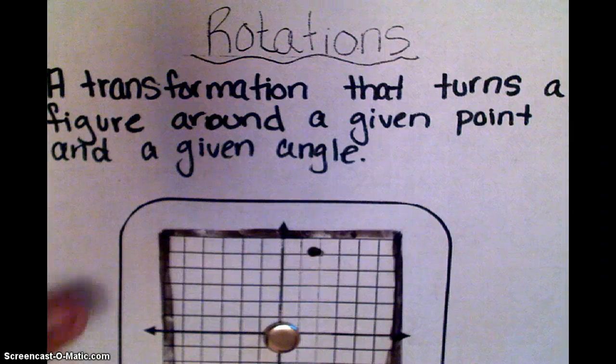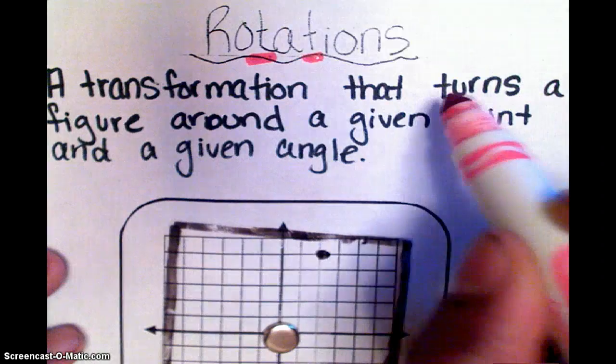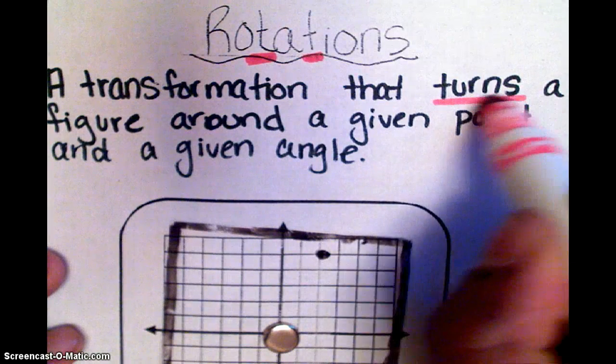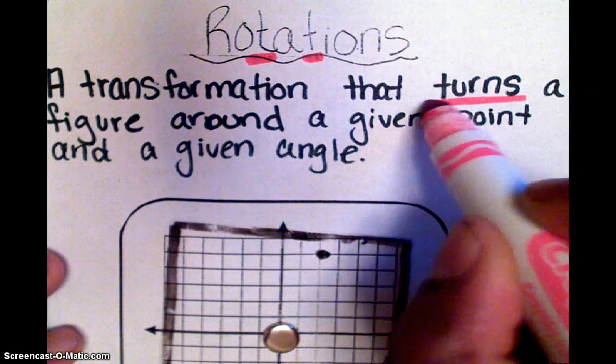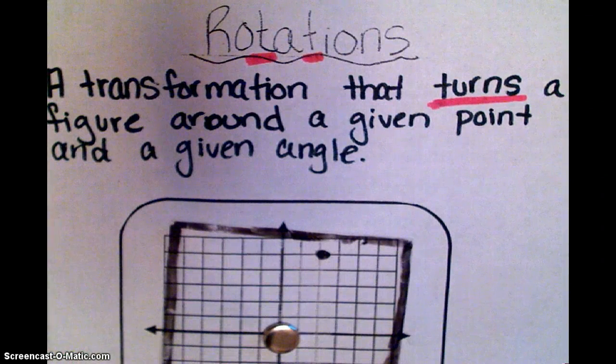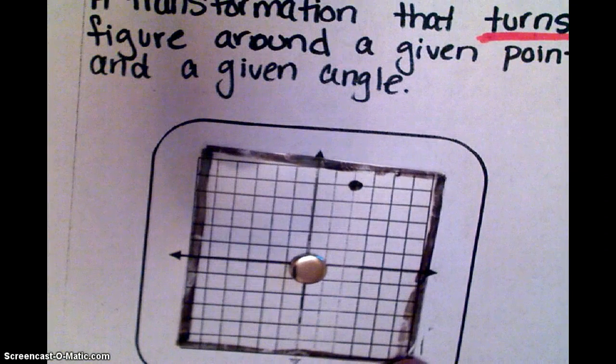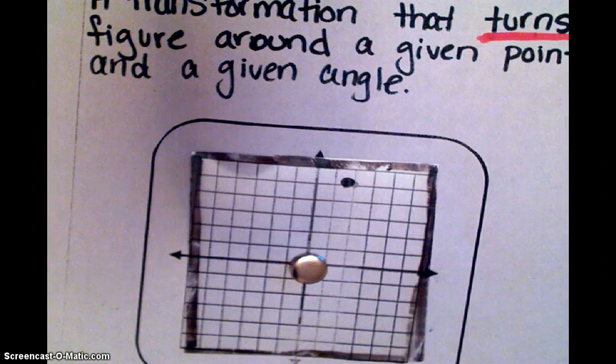And remember, we talked about how rotations has two T's in it, and then with turns, which is the movement that is happening, we have that T for turns. All right, what I did with my clear square is I just kind of traced around it so you guys can see the outline of the square.